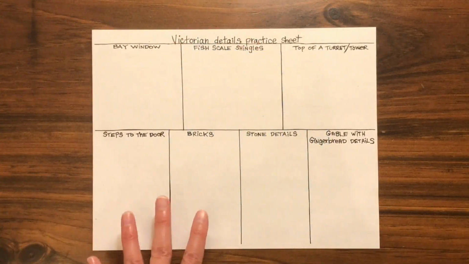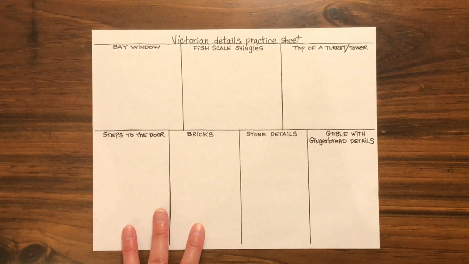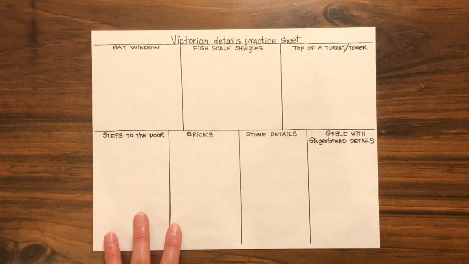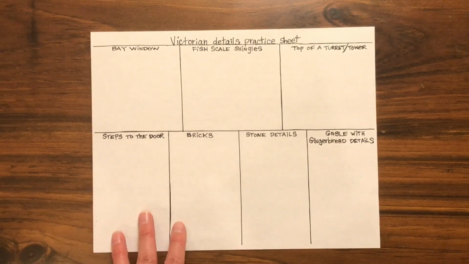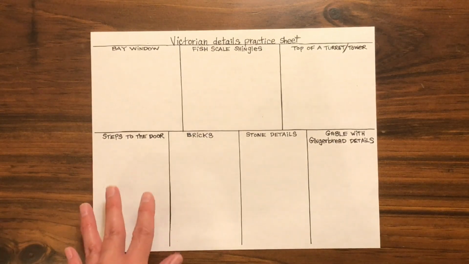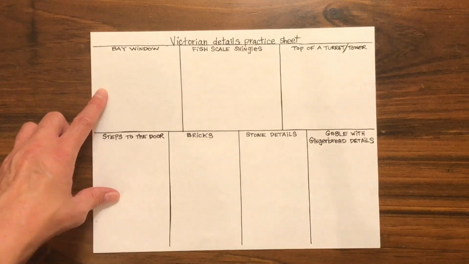Okay, so now I'm going to show you how to draw some of the Victorian details that you saw earlier in the video. I think it's really important to practice drawing these Victorian elements so you know how to draw them before jumping right in and just drawing the house. So we'll start with the bay window.